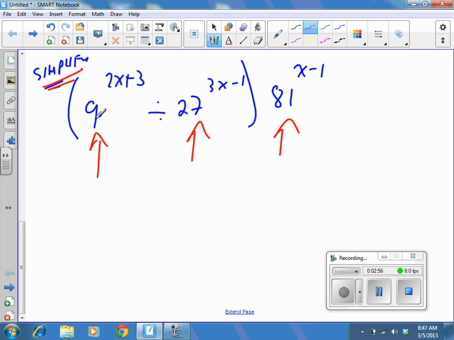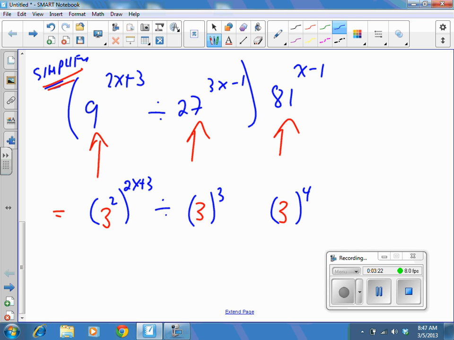So what you would do is you would look at 9, 27, and 81 and say, I can change these all to base 3. So change them all to base 3. So 9 is 3 squared, and 27 is 3 cubed, and 81 is 3 to the 4th. So when we simplify this expression, we would approach it by making the bases the same.